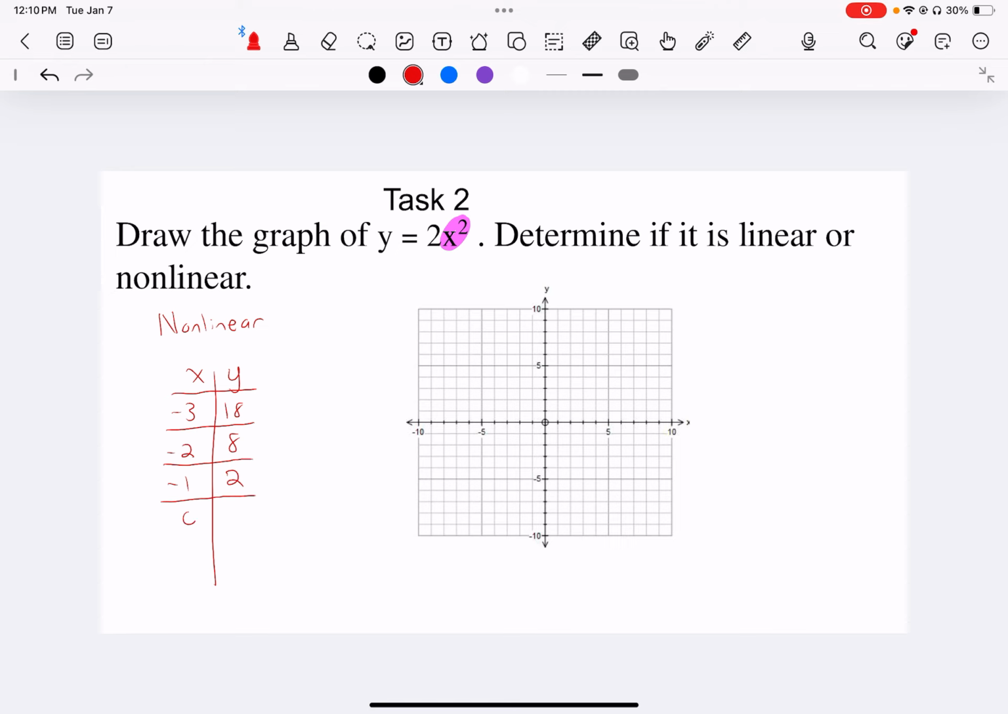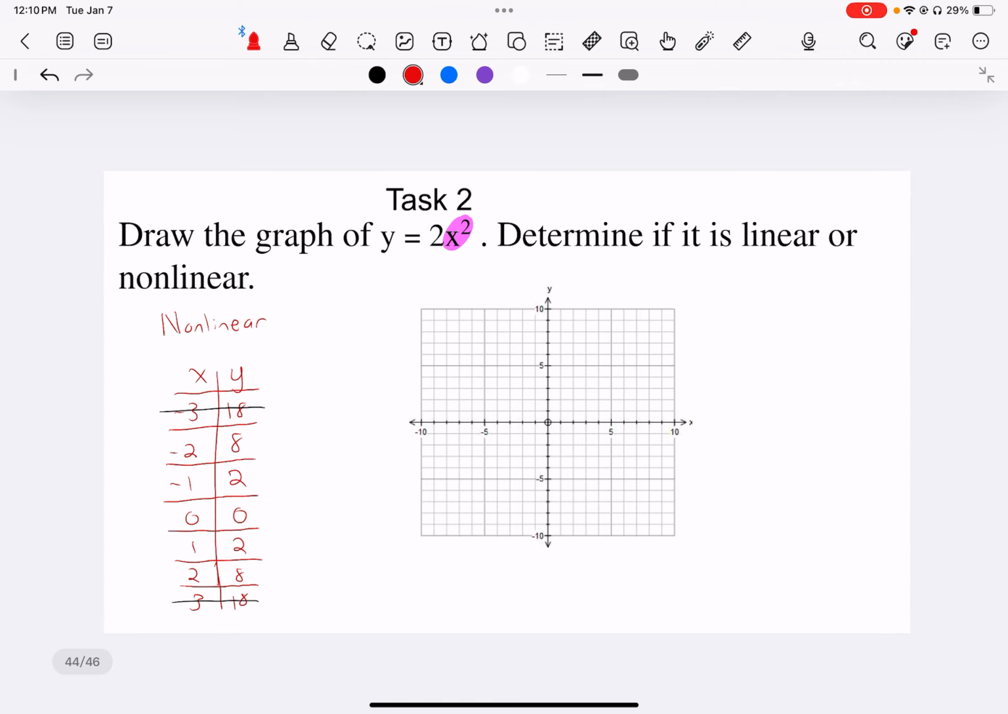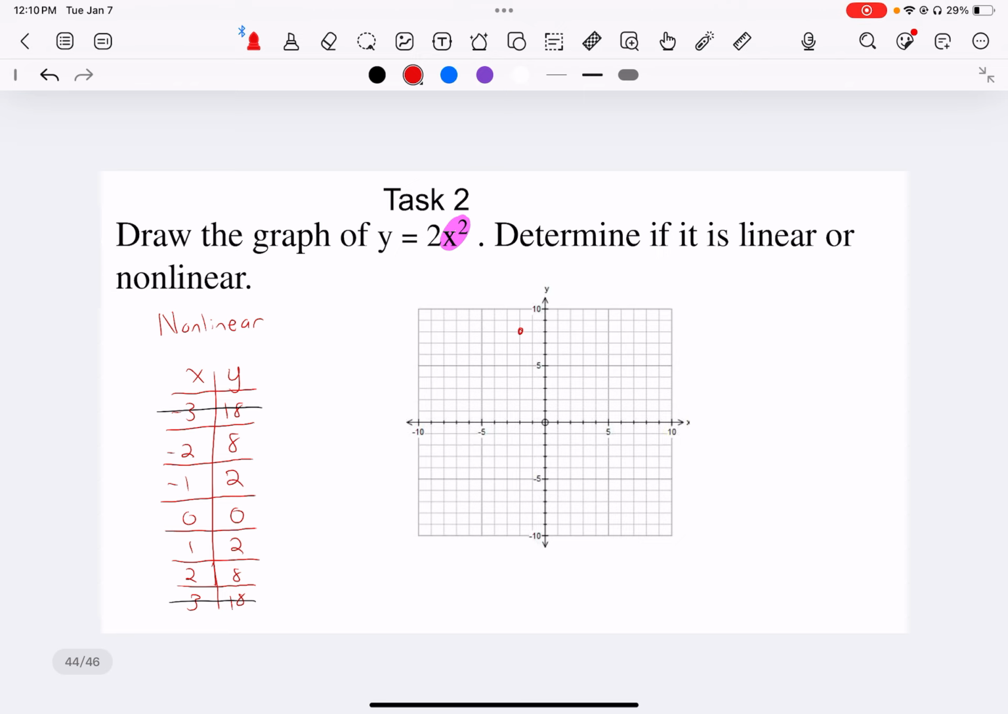-1, 2. 0, 0. 1, 2. 2, 8. 3, and 18. Same idea as before, my graph only goes up to 10, so I'm only going to graph the points that fit. So I have -2, 8, -1, 2, 0, 0, 1, 2, 2, 8.